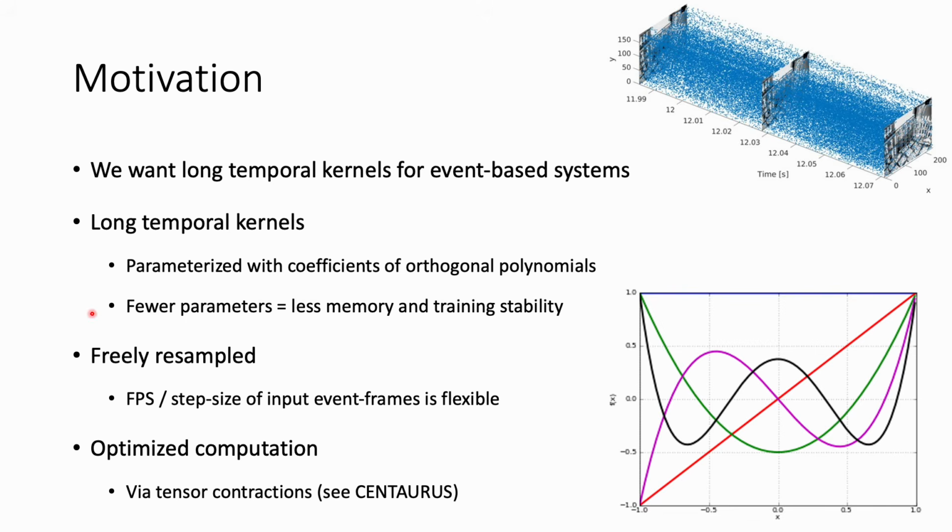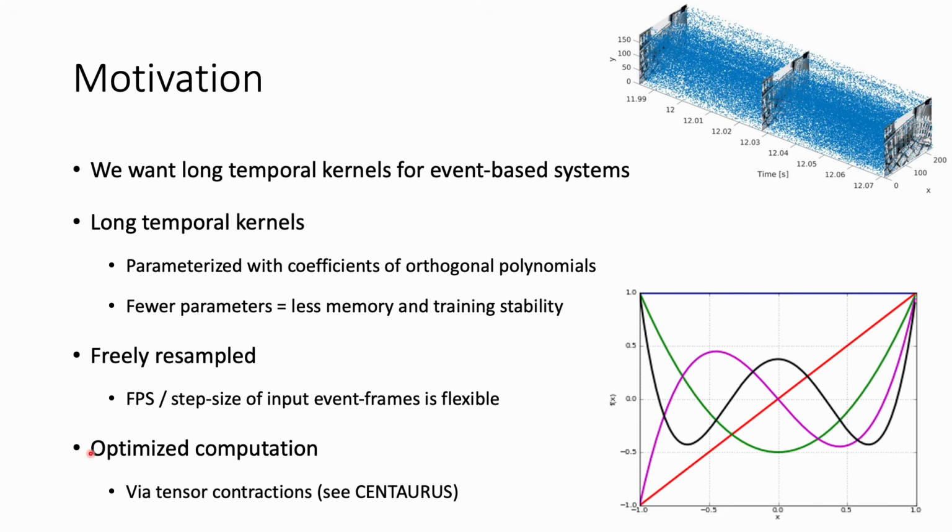And if you're working with a continuous orthogonal polynomial, you can also have what we call the freely resample property. So you can take this polynomial and sample it very coarsely, or you can sample it very finely. This is obviously important for event-based data, where the input sampling rate can change. So this is a very natural choice for handling event-based data.